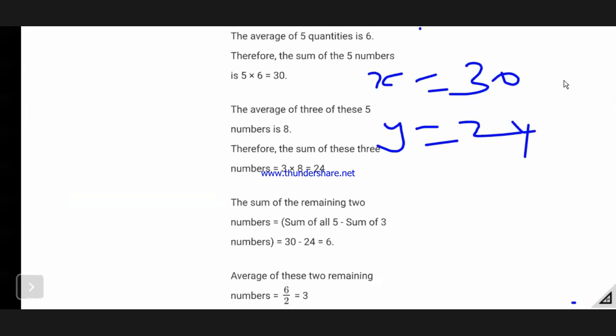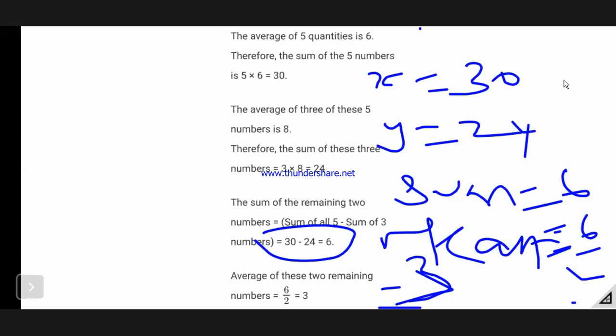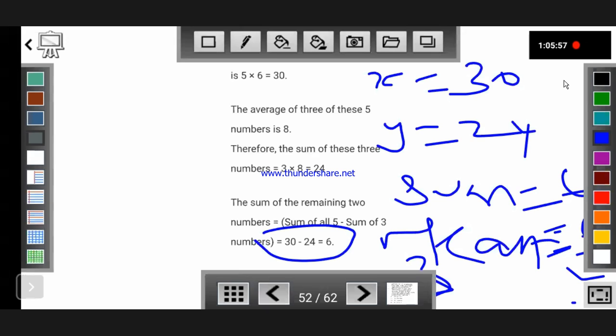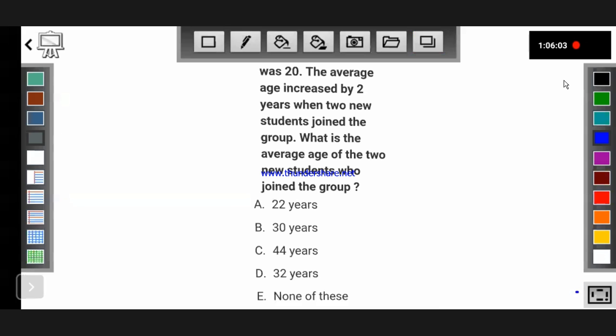They are asking for the sum. So from this we can find the sum of the remaining 2 by subtracting these two things. We are getting the value as 6. Since the sum of 2 is 6, the mean of 2 is 6 divided by 2, that is equal to 3. Any doubts? Try to do this by yourself.